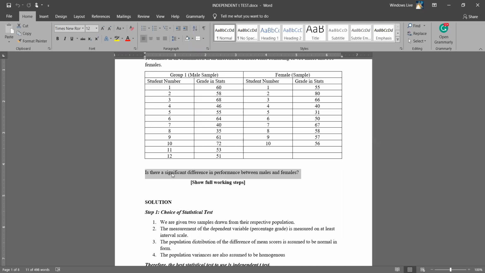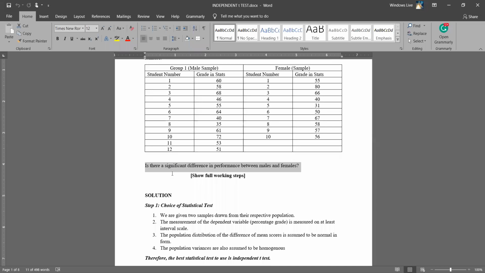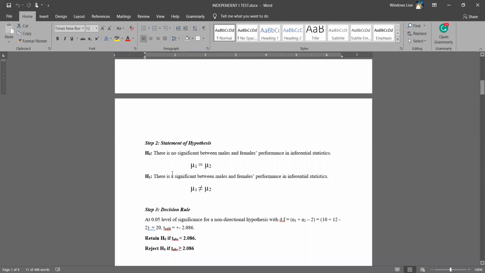So that is the alternative hypothesis. And in most situations, you are supposed to write the alternative hypothesis in statement form. This is how you indicate it: there is a significant difference between males and females' performance in inferential statistics. So you are telling us that there's a difference between the two groups.